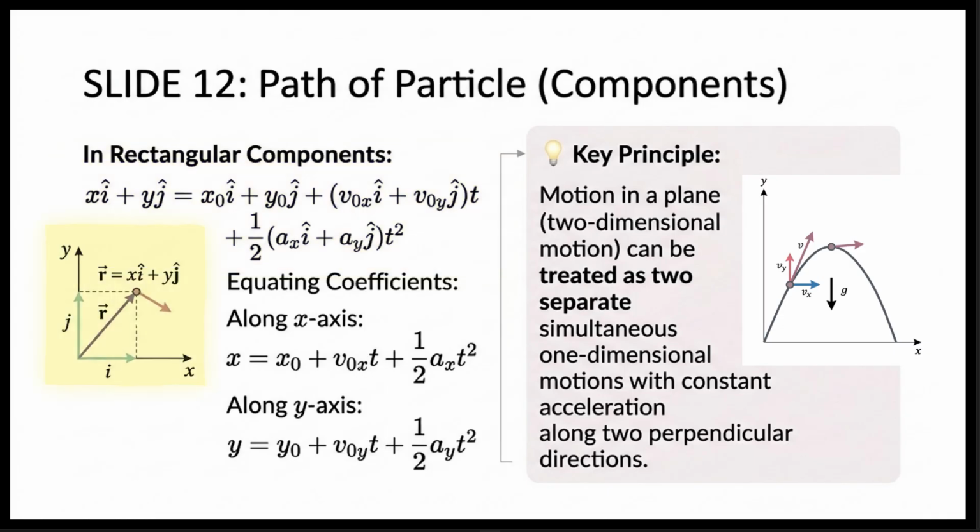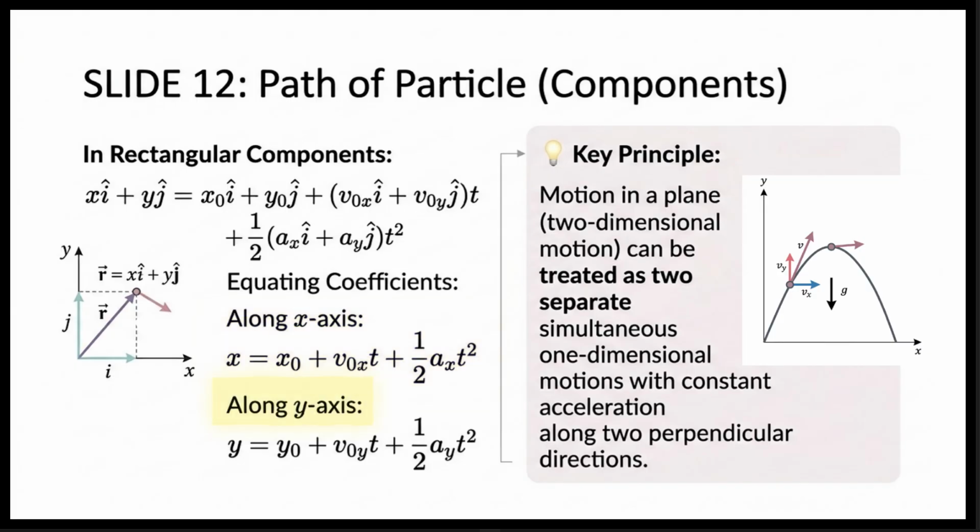The coordinate diagram shows the position vector r from the origin to a point x, y in the xy plane. By equating the coefficients of the unit vectors, we can separate the motion into its orthogonal parts. Along the x-axis, the position x is given by the initial x position plus the initial x velocity component times t, plus 1/2 the x acceleration times t squared.